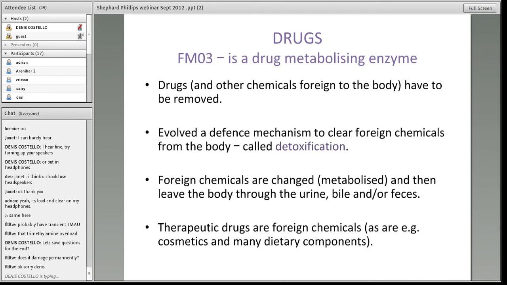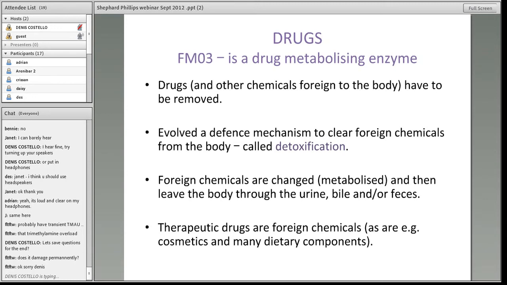And detoxification can occur in many organs in the body. This includes the gut, lungs, skin, and kidney, for example. But the real powerhouse for detoxification is the liver. And here, as you saw with trimethylamine, many chemicals undergo changes that allow them to be removed from the body in the urine, the bile, or the feces.